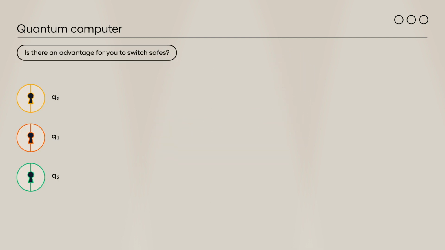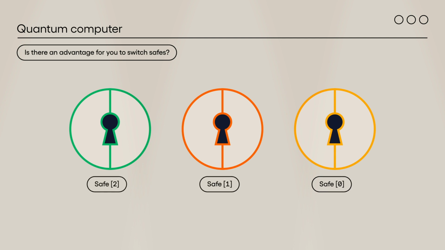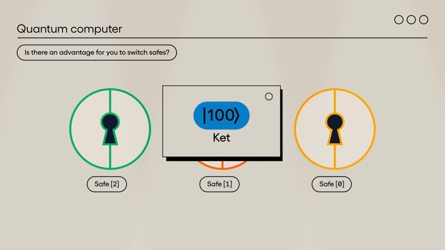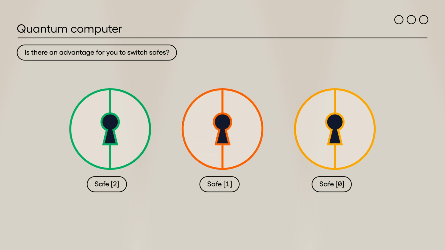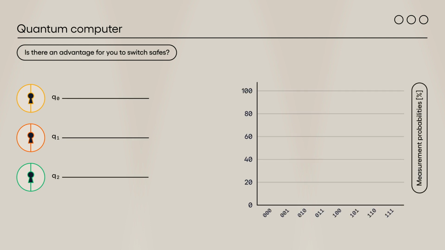Qubits 0, 1, and 2 represent safes 0, 1, and 2 respectively. A quantum state's notation is written with a ket symbol. The qubit associated with the safe in which the diamond is located is placed in a 1 state, and the other 2 in a 0 state. To randomize the choice, we must prepare an equal superposition of states |001>, |010>, and |100>. Quick reminder. On a probability histogram, qubits are noted from right to left.